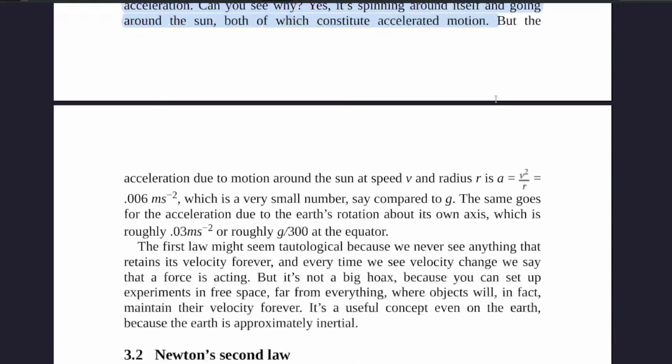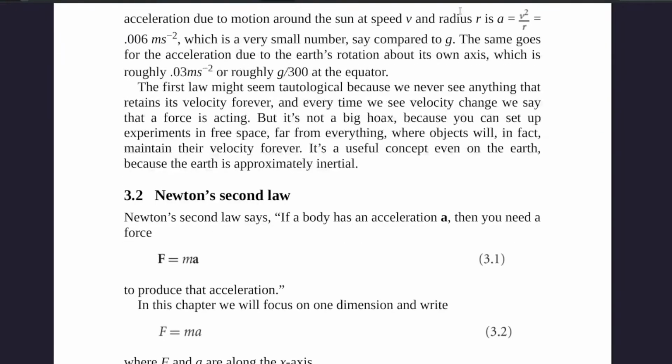But the acceleration due to motion around the sun at speed v and radius r is a equals v squared over r, which equals 0.006 meters per second squared, a very small number compared to g. The same goes for the acceleration due to the Earth's rotation about its own axis, which is roughly 0.03 meters per second squared, or roughly g over 300 at the equator.